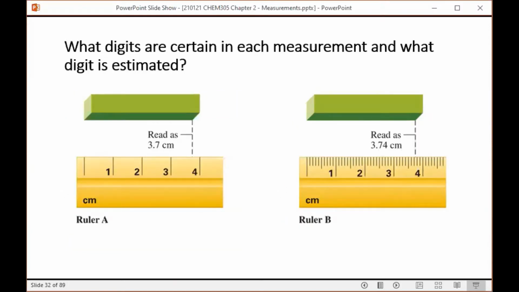So what digits are certain in each measurement and what digits are estimated? The certain digits are the ones that are marked on the measuring device, and the uncertain digit is the one that's estimated between the markings to get a more accurate measurement. If we compare these two rulers, ruler A and ruler B, ruler A has markings every 1 centimeter. So when you estimate between the markings, you can kind of in your head divide up ruler A between the markings into tenths. And we'll see if I can do this somewhat accurately.